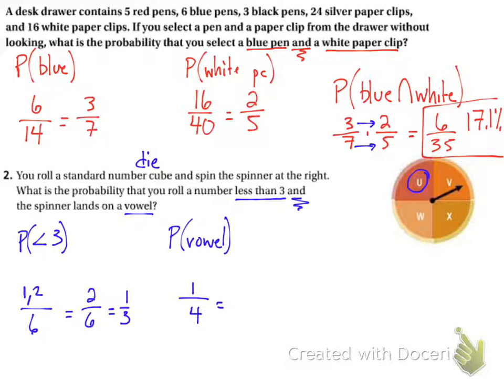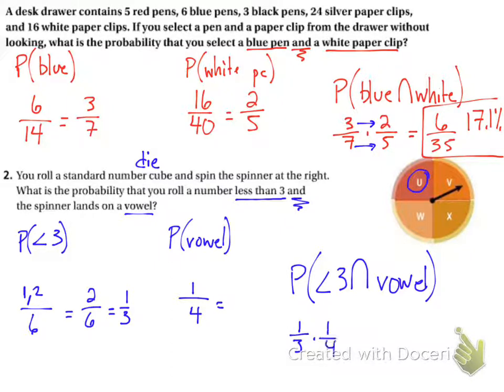And so again, I can go ahead and find the probability of both of those happening at the same time. So I can go probability of having a number that's less than 3 and a vowel. When I do that, again, I can multiply those together. So I can do 1/3 times 1/4, and that gives me 1/12. Again, the easiest way is to multiply my tops and multiply my bottoms. And when I simplify that, that gives me 8.3%.